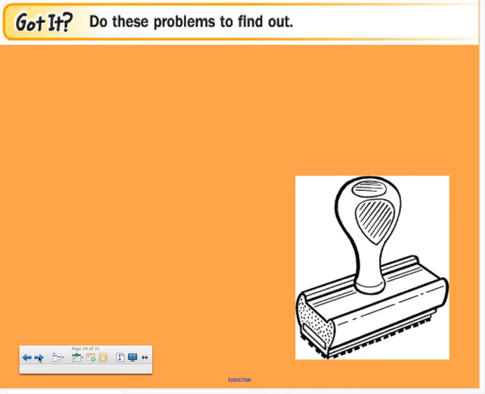Hopefully this helps. Go ahead and try the got it problem about a rubber stamp.